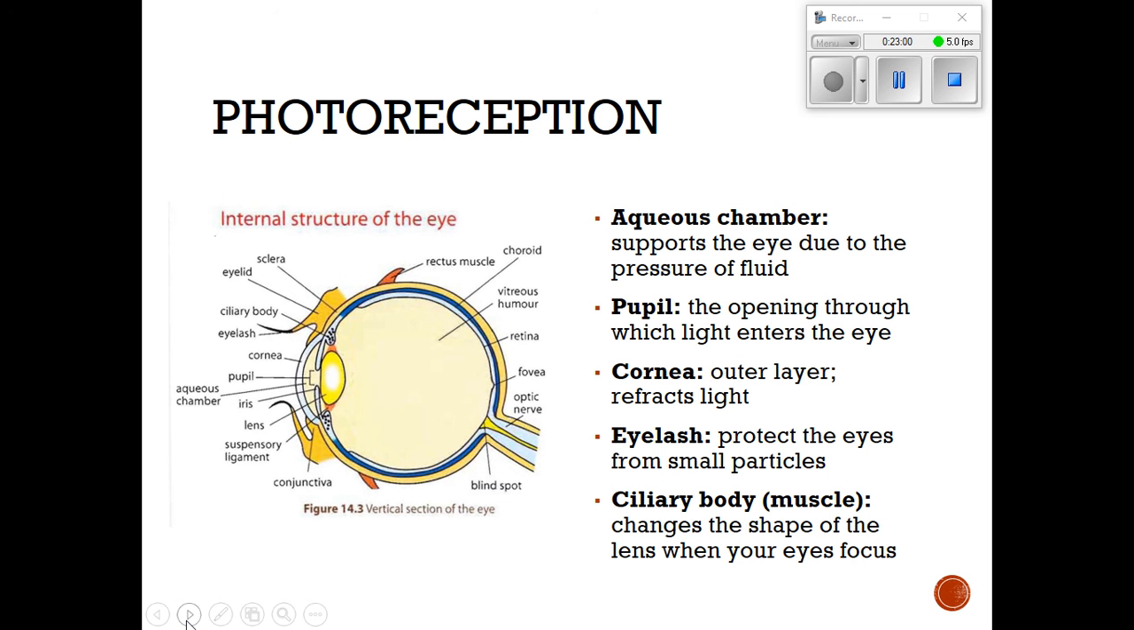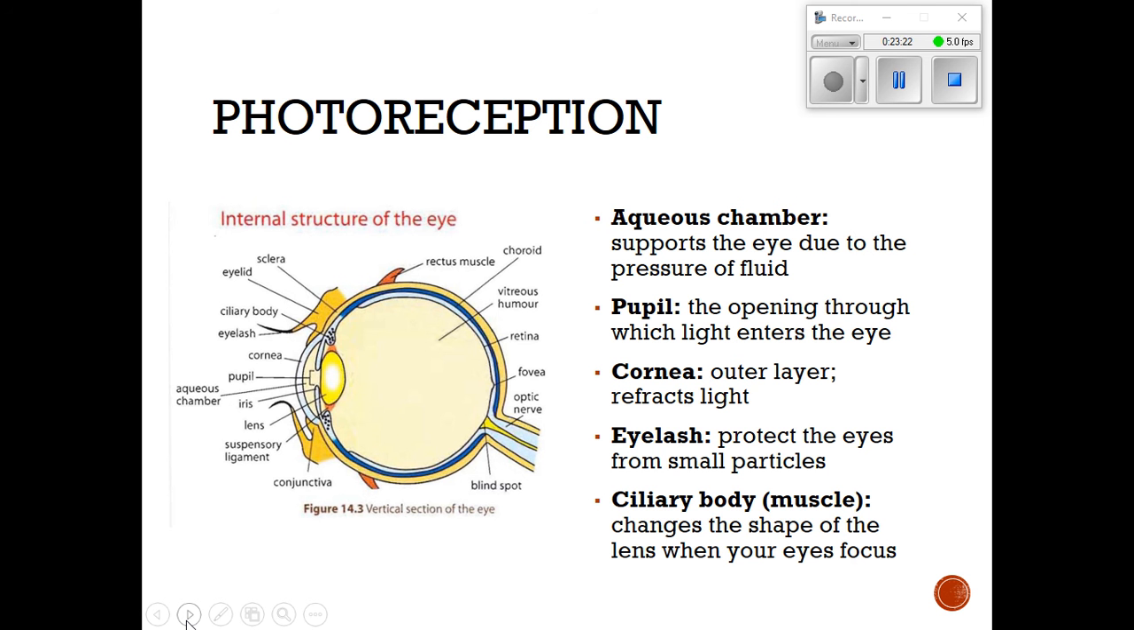Then the next structure, kind of like eyelashes, actually shows up on the top and bottom of the picture, but we're only labeling it on the top. It's the ciliary body. It's the thing with the little dots on it on the picture. You can see it up here, and you can see it down there. The ciliary body or muscle changes the shape of the lens when your eyes focus.